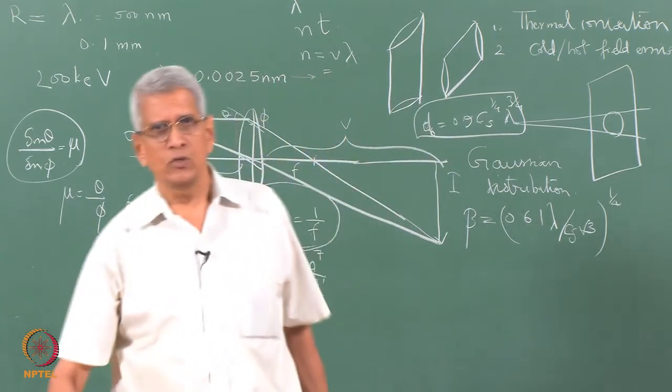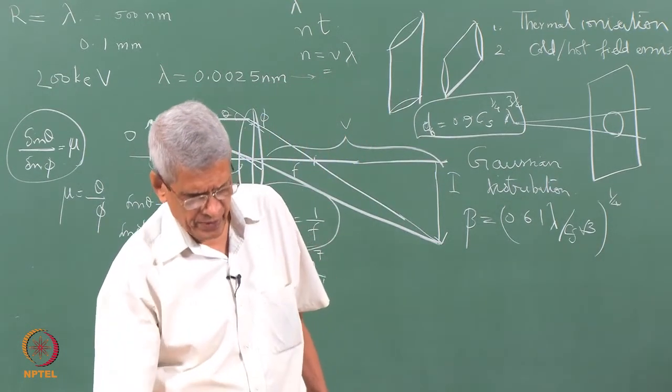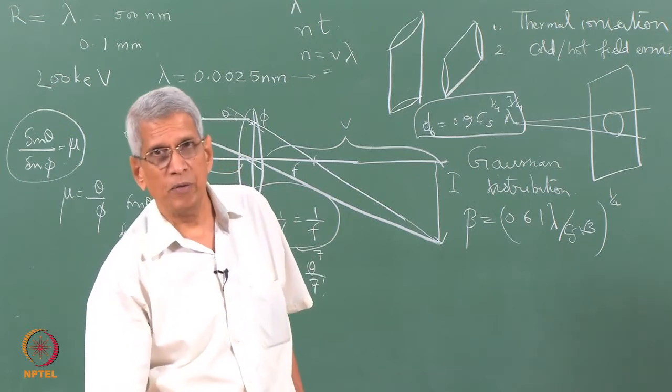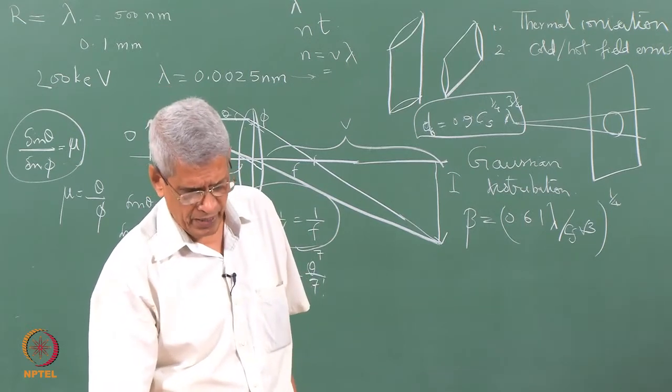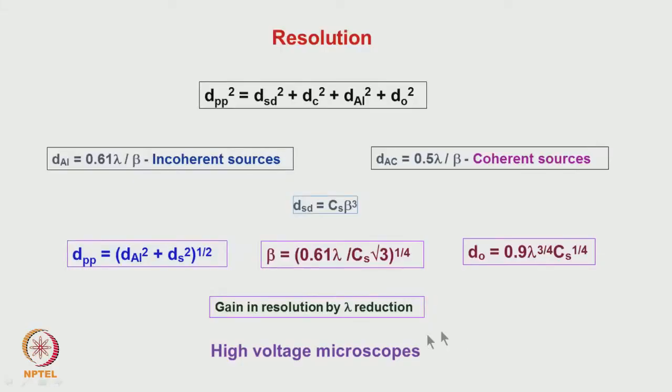So, with this concept, in fact a lot of high voltage microscopes have been constructed. In these microscopes, the voltage has been increased; present day microscopes are available where one can go up to 3 million volt energy. So, the resolution can be improved considerably.